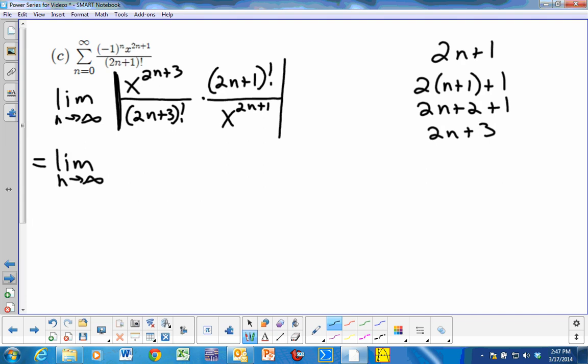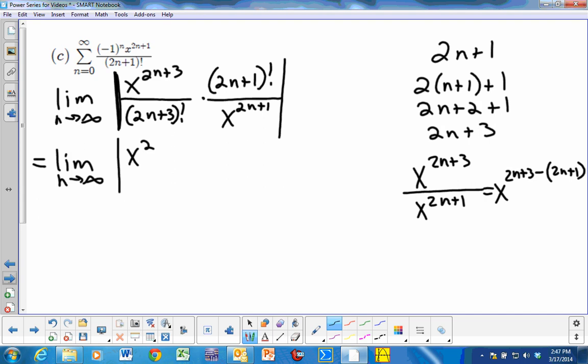So that's pretty simple. You've got x to the 2n plus 3 over x to the 2n plus 1. So that's going to be x to the 2n plus 3 minus parentheses 2n plus 1. We're going to subtract those endpoints. Well, 2n minus 2n is 0, and 3 minus 1 is 2. So we're left with x squared.